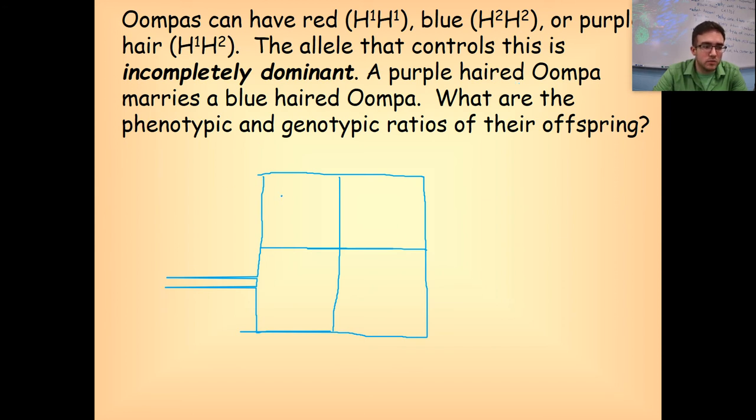So purple hair is H1, H2. H1, H2. And then there's the blue hair. So blue is H2, H2. H2, H2. Well, then again, you just fill in your Punnett square.